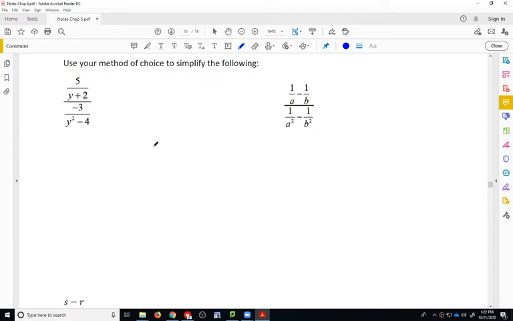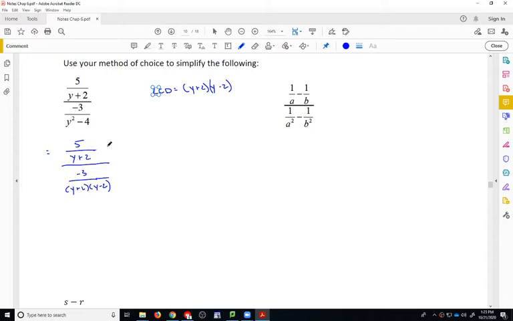Or maybe you're a purist and you're like, no, I really want to destroy this one. So you have to think about what your lowest common denominator would be. Now before you do that, what I would probably do is factor my denominator. So in other words, I'm going to have negative 3 over y plus 2, y minus 2. Because then hopefully you can see that the lowest common denominator would be y plus 2, y minus 2.